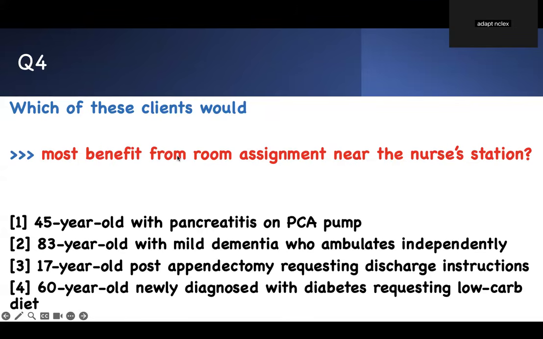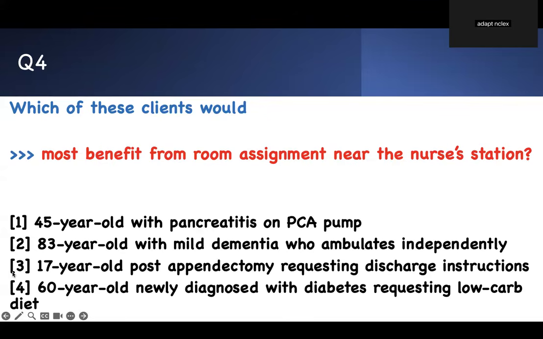That patient needs to be near anesthesia. A 17-year-old is young. He just had surgery. He wants to go home. I don't think he needs to be in a nursing station. A 60-year-old with diabetes, there's nothing worrisome about that. You see, don't go for the things that will trap you. But look at the whole totality of the question.